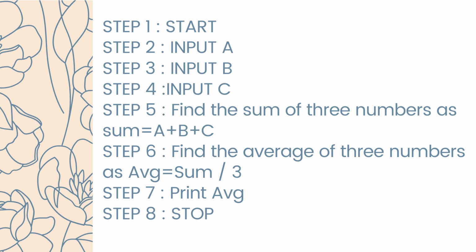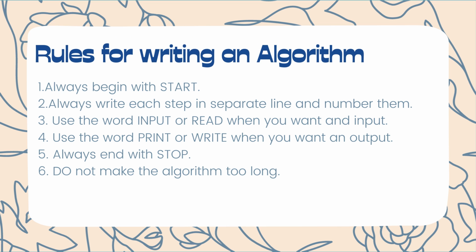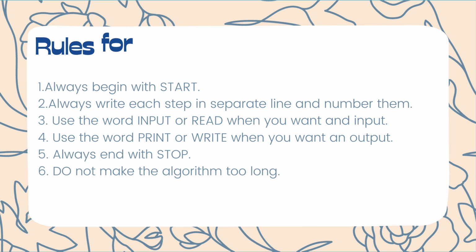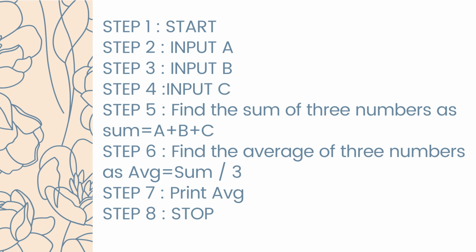How? You can write the steps: input A, input B, and input C. Why are we writing input? We have learned that you can use the word input or read to write an input. Here we want to find the average of three numbers, so we are giving them as input. Or else we can use the command read. So here we have done input A, input B, input C.